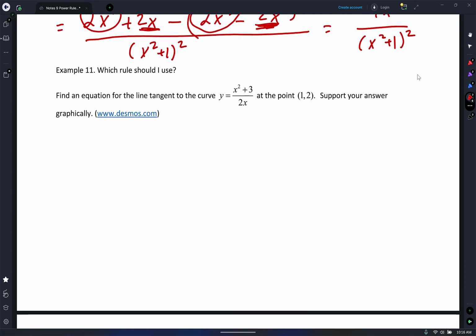All right, anyways. Example 11. Which rule should I use? Find the equation of the line tangent to the curve of x squared plus 3 over 2x at the point (1, 2), and then support your answer with Desmos.